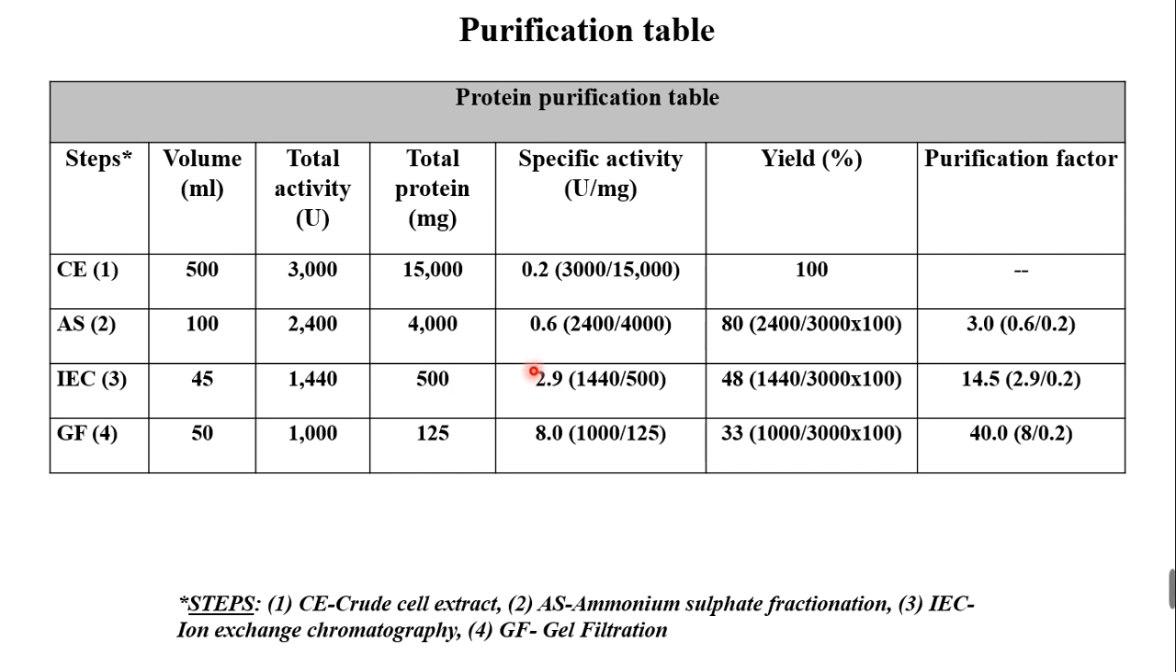So I easily calculated the specific activity, it is simple. That is 1440 divided by 500 milligram of the protein. So this is the value of the specific activity.